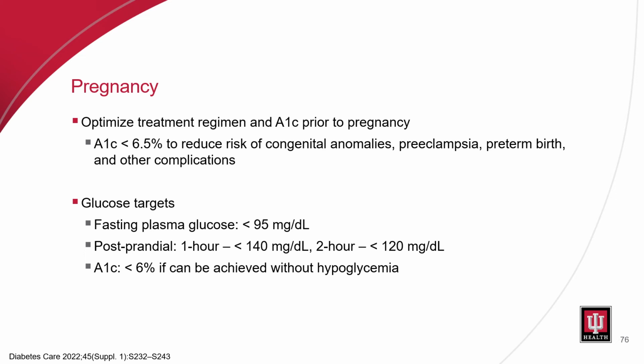Once they become pregnant, they'll also have lower, more stringent glucose targets. So the fasting plasma glucose will be less than 95 milligrams per deciliter. The postprandial 1 hour glucose goal is less than 140 milligrams per deciliter. And at 2 hours, it will be less than 120 milligrams per deciliter. And then finally, the A1C goal once a patient is pregnant is less than 6%, as long as this can be achieved without increasing the risk of hypoglycemia for the patient.